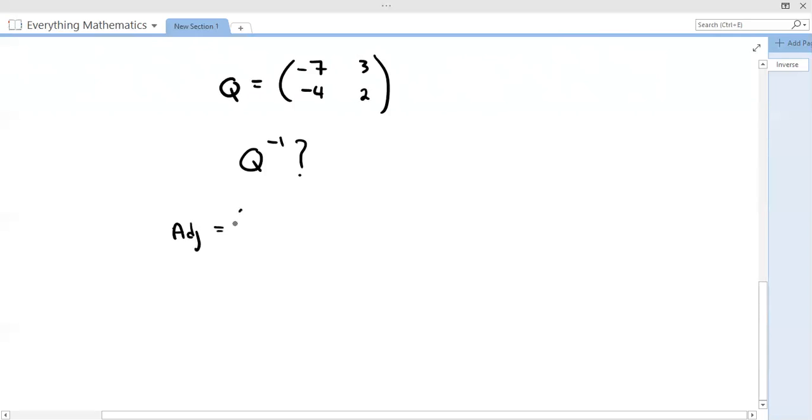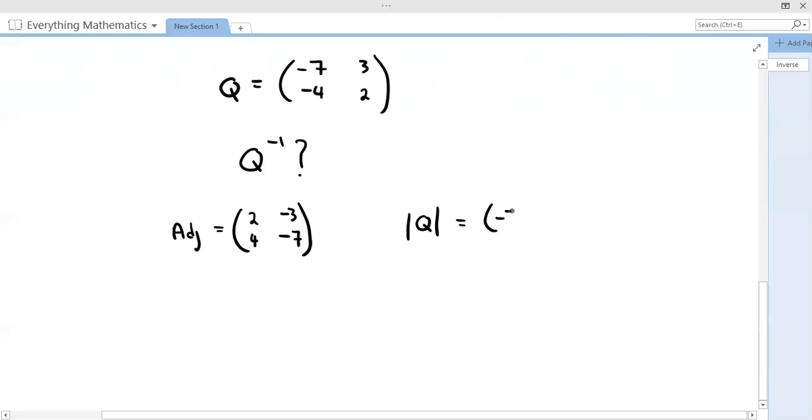So the adjoint in this case would be 2, -7, and this 4 now will be positive and the 3 will be negative. Remember, change of sign this way, change of position this way, right? And then we do the determinant of Q. The determinant of Q in this case now will be equal to what?